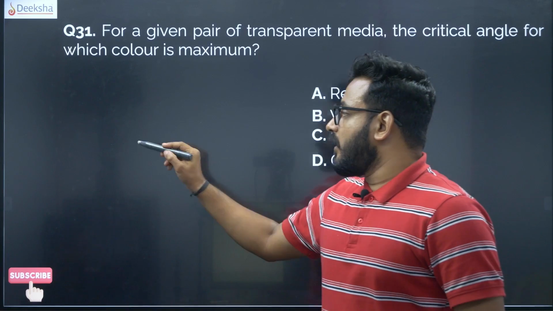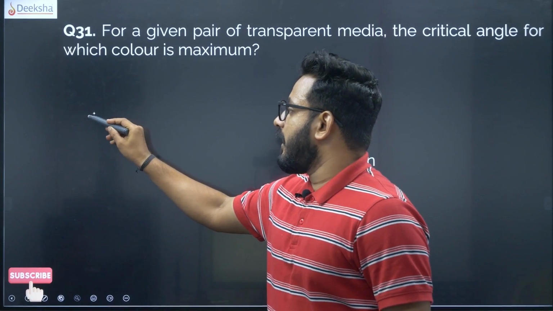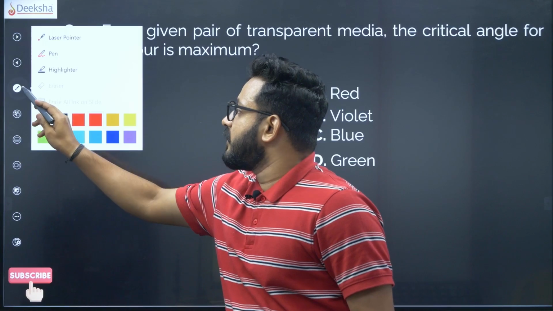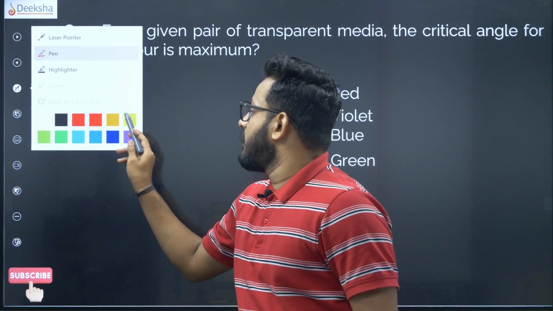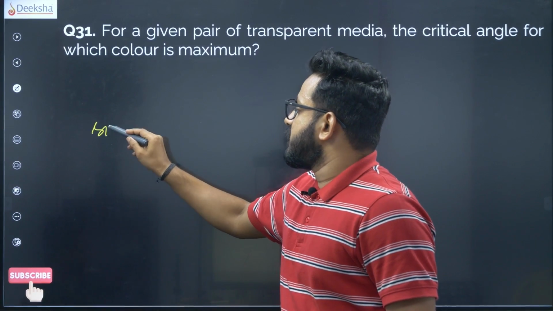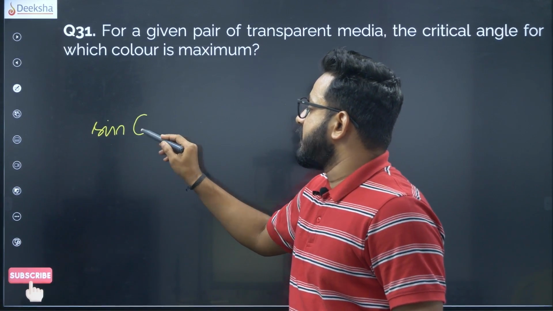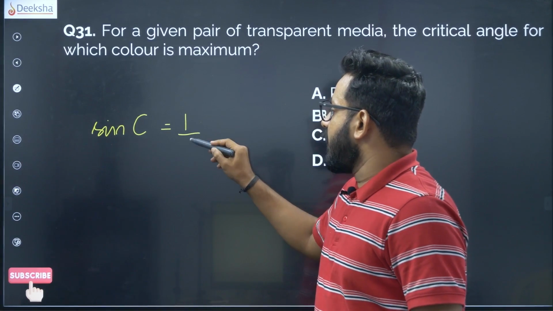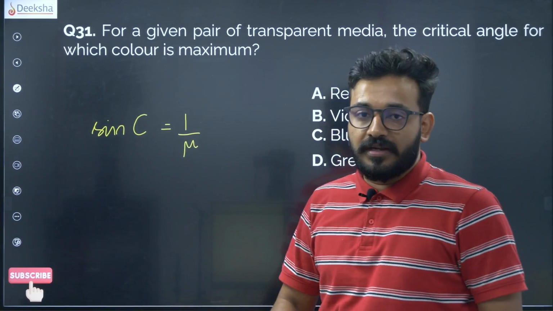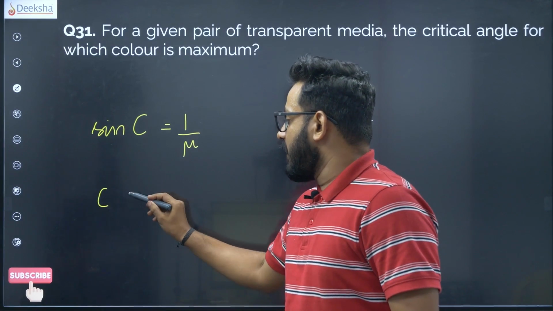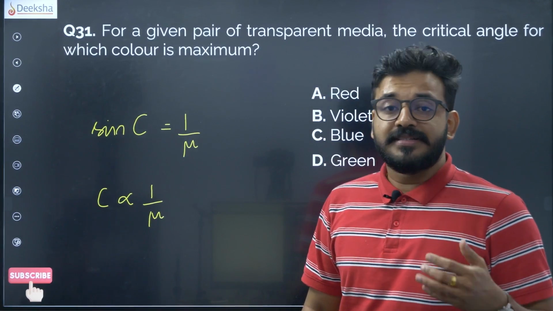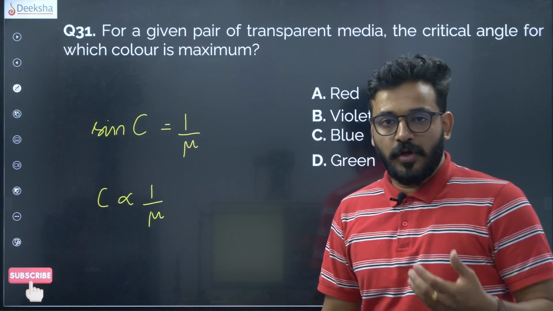This critical angle is written as sin C, where C is the critical angle, equal to 1 by mu, where mu is the refractive index. That means the critical angle is inversely proportional to the refractive index. Refractive index is inversely proportional to velocity, which we already know.